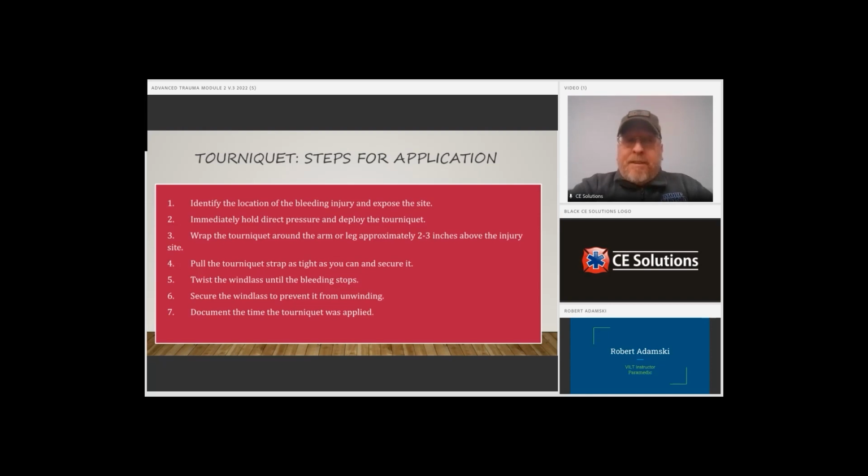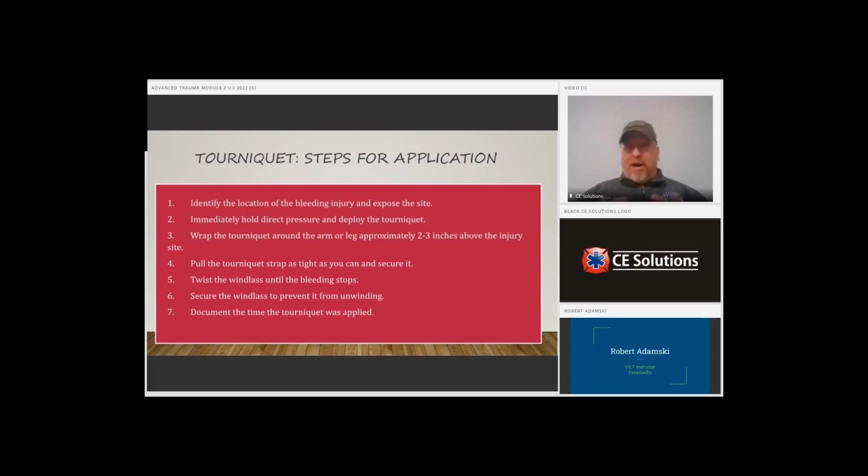The final step, step 7, is you need to document the time. You need to write it either on the patient, on your documentation, or on the tourniquet. For example, several tourniquet types have a place for you to write with a Sharpie or a pen on the actual tourniquet itself. For instance, the CAT tourniquet, or combat application tourniquet, has a little strap that you can use to help secure the windlass, and it's white, so you can document the application time on that.